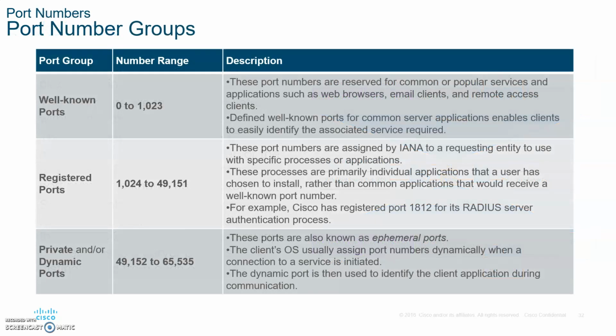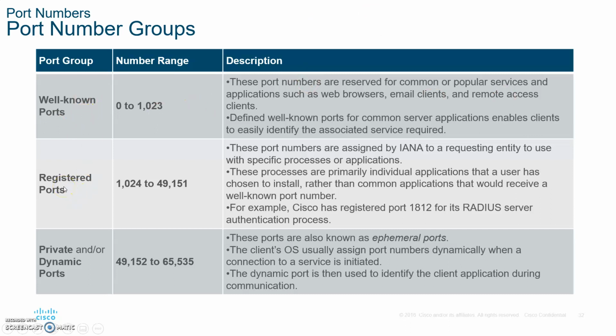All right, so here are the 3 different types of port numbers. There are the well-known, the registered, and the private. So the well-known is from 0 to 1023. These are the most widely used port numbers that are used on the internet. So please write this down, at least the ranges.